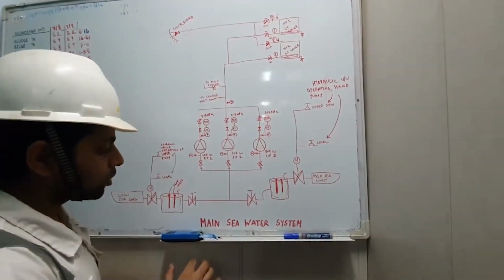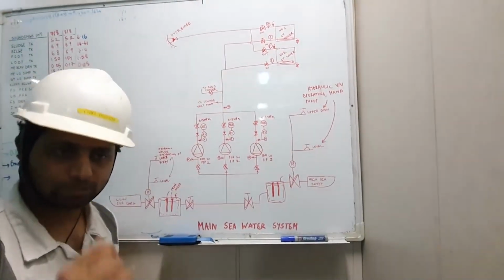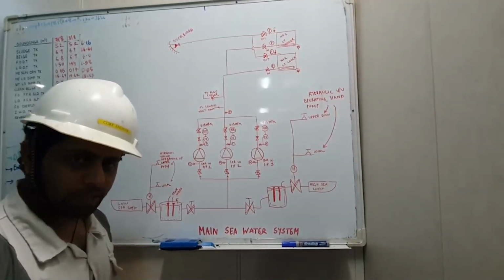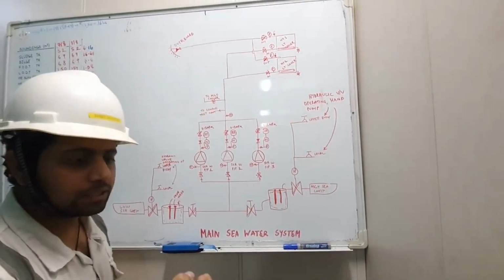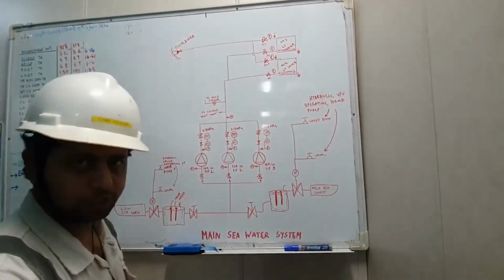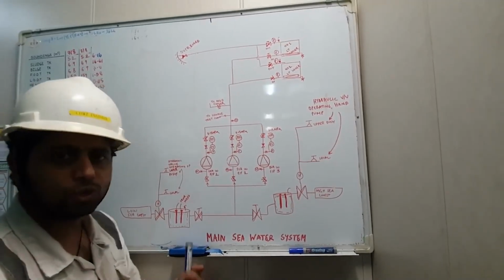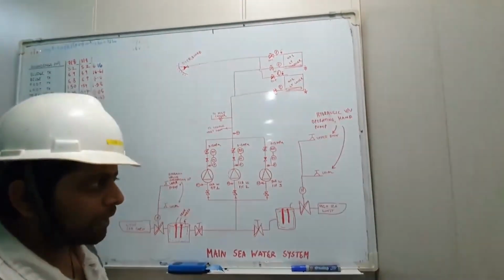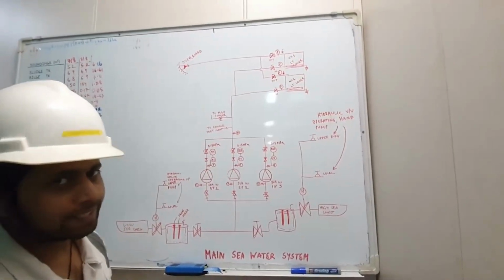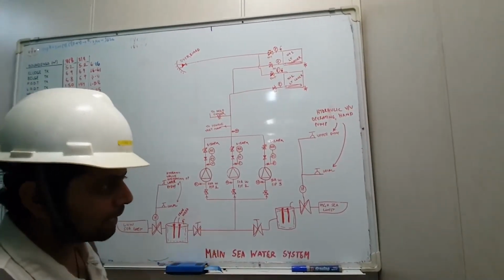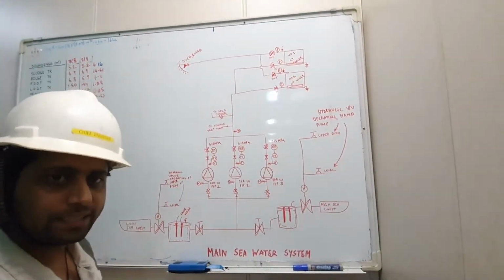Today I am going to talk about the main seawater system on board ship. I have told you so many times, I'll tell you again: the line diagram is the heart of an engineer's understanding. If you're a junior engineer or a fourth engineer, and you know your line diagrams well and why each thing is fitted where it is, that is very important. So I wanted to give a few examples of why things are done this way and why these things are fitted.